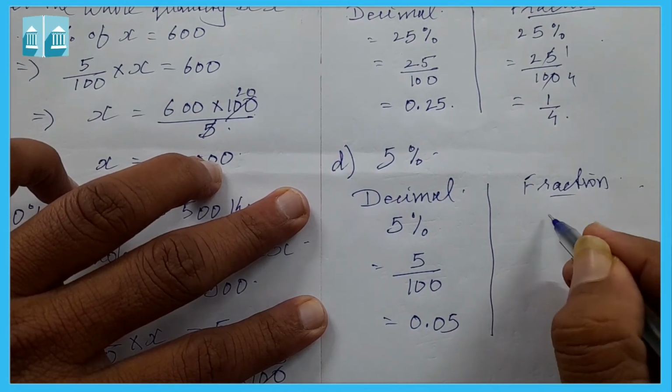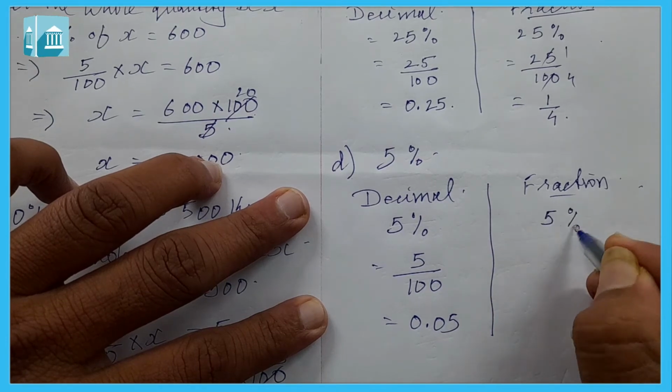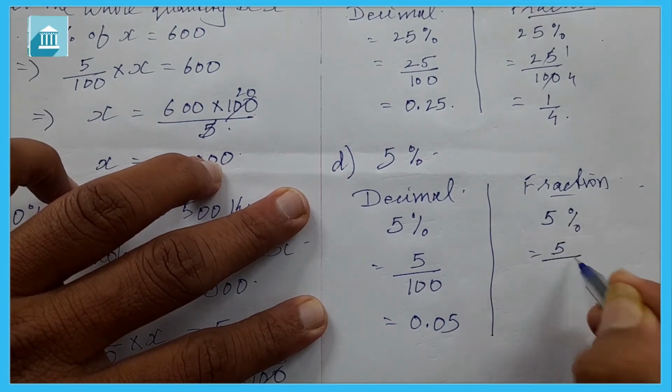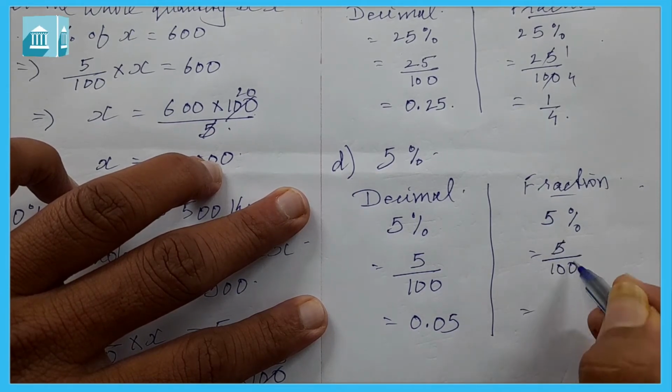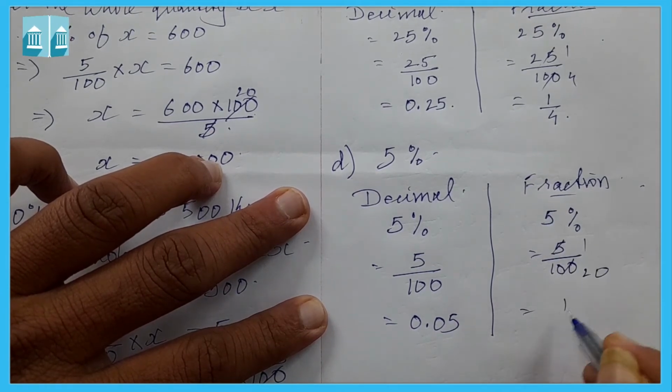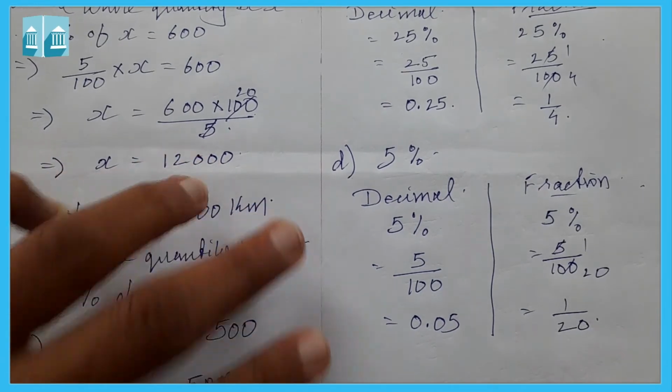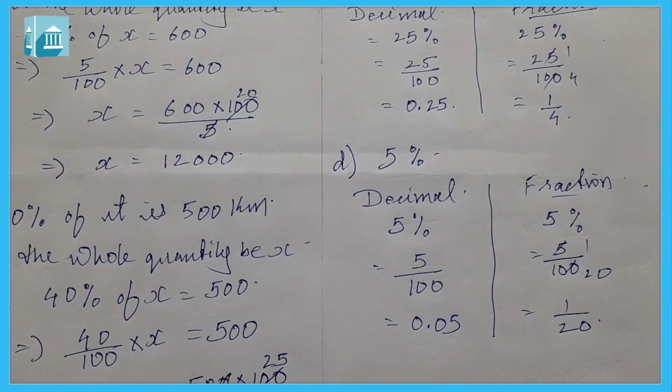Now when we convert it into the fraction, 5% is equal to 5 upon 100. When we divide by 5, 5 ones are 5 and 5 twenties are 100, so it is 1 upon 20. So in simplest form it is 1 upon 20.